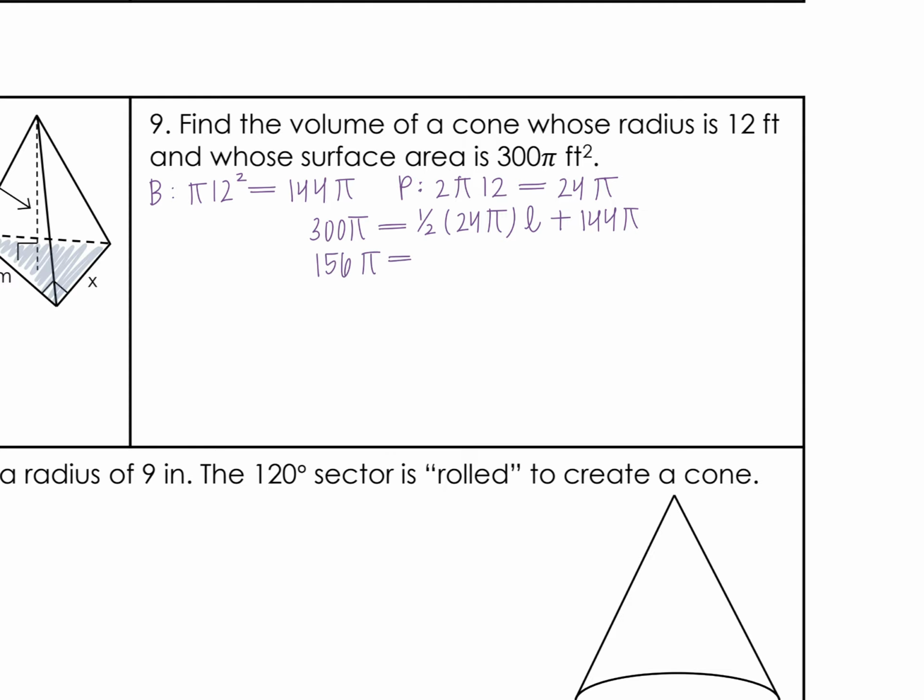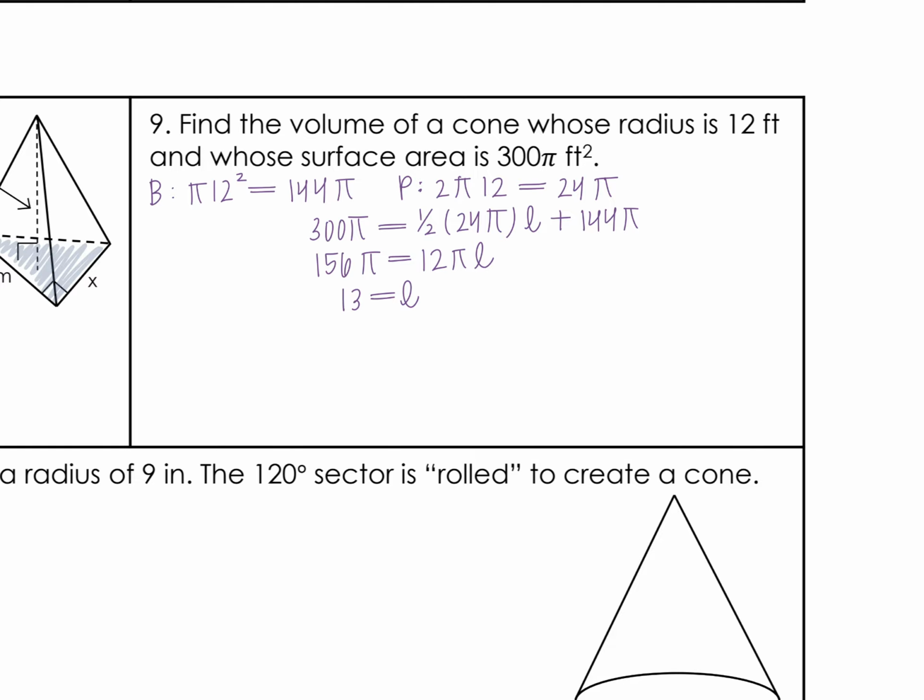This is equal to, I'm going to take half of that 24 to get 12 pi times my slant height. Then I need to divide by everything in front of my slant height, so I'm going to divide both sides by that 12 pi. That should leave me with 13 is equal to my slant height.